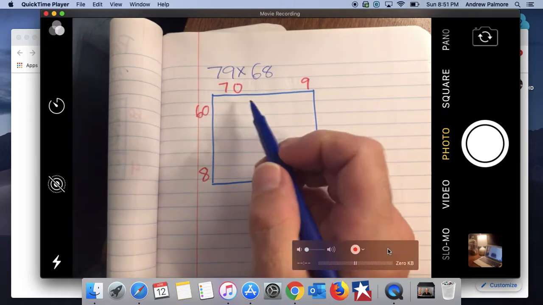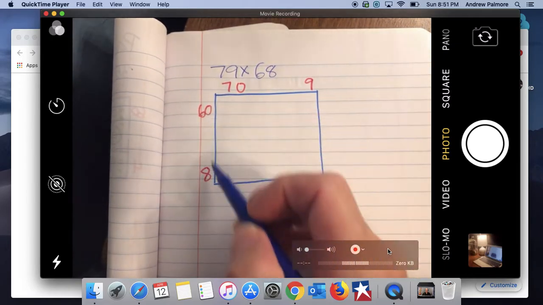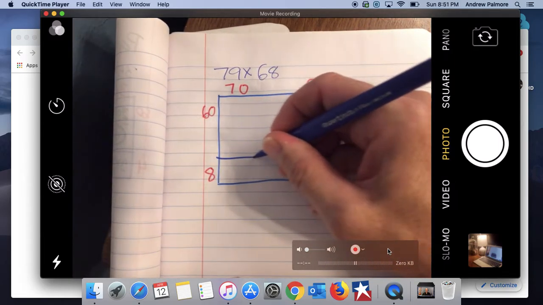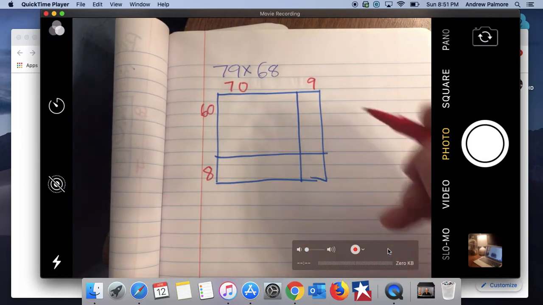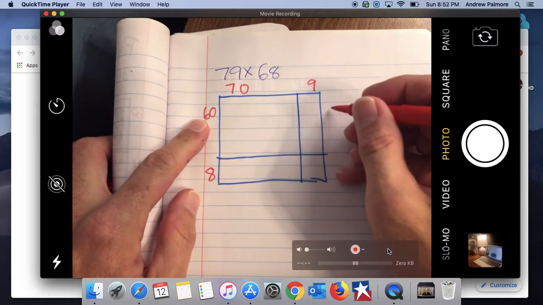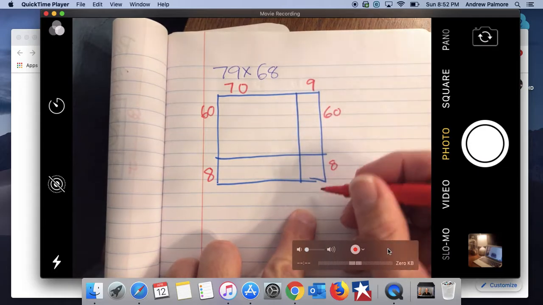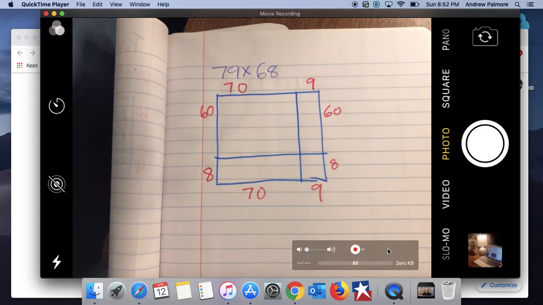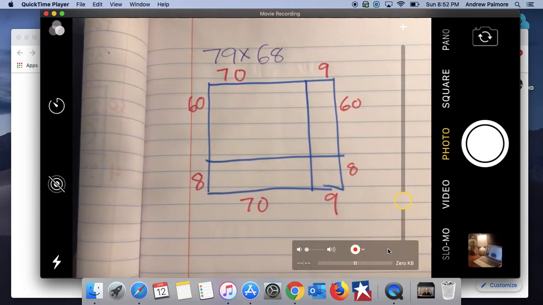Although technically we might think, okay, it's 79 rows of 68. This would be 68 rows of 79, but you'll get the same answer either way. So it doesn't matter which way you orient it. Okay, 60 on the left, 60 on the right. 8 on the left, 8 on the right. 9 on the top, 9 on the bottom. 70 on the top, 70 on the bottom. Now I have labeled all my 4 squares.